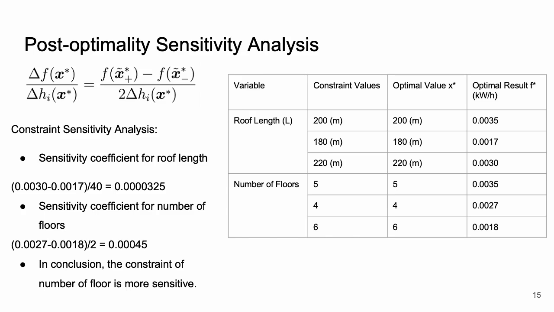So based on the equation here, the sensitivity coefficient for roof length is 0.000325. Then we also did this again for the number of floors here. Because the number of floors is an integer, we add and subtract 1 here.